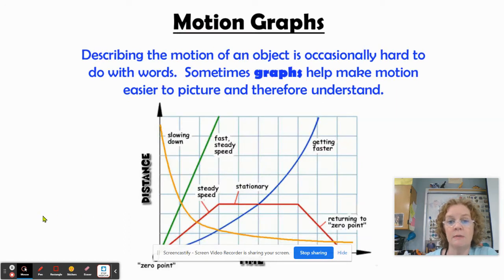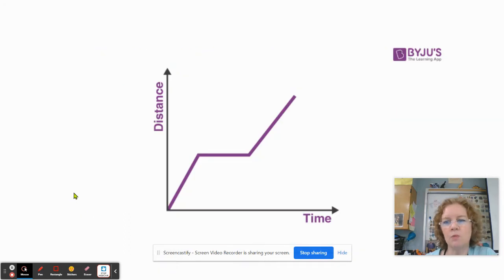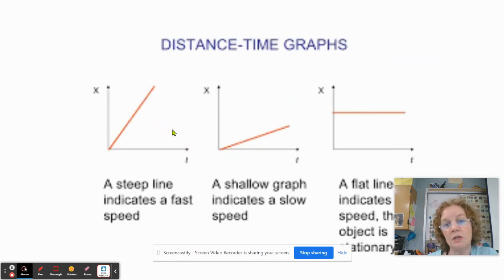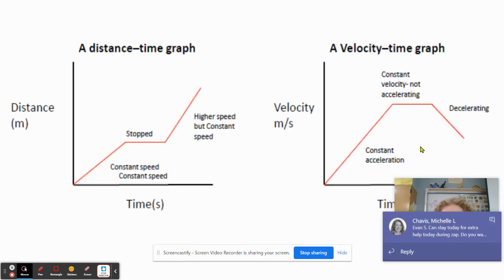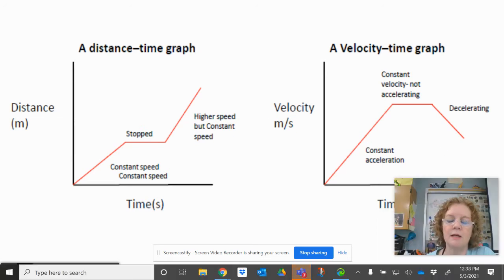Your first station is going to be about motion graphs. And so, of course, we know that graphs can tell a story. We've already done some work with calculating speed last week in one of our stations. So today you're just going to be matching up some scenarios of a story to that of the graph. You may want to review these slides, but you're going to be comparing a distance time graph to that of a speed velocity graph, or a velocity time graph.